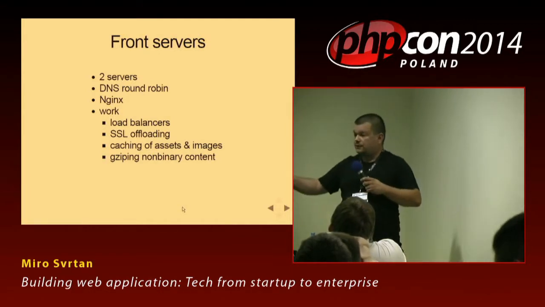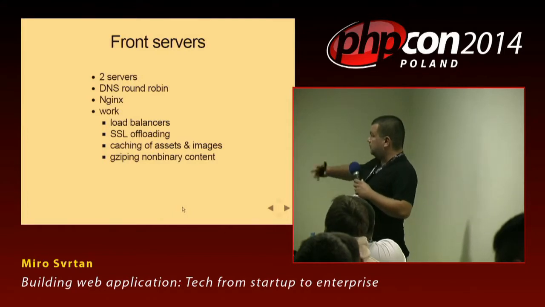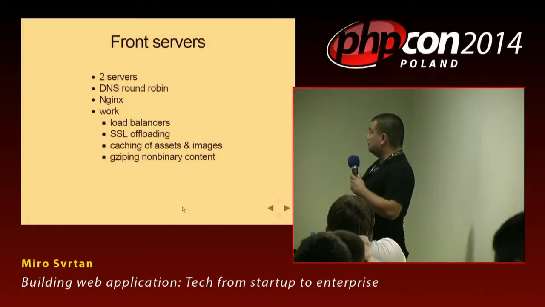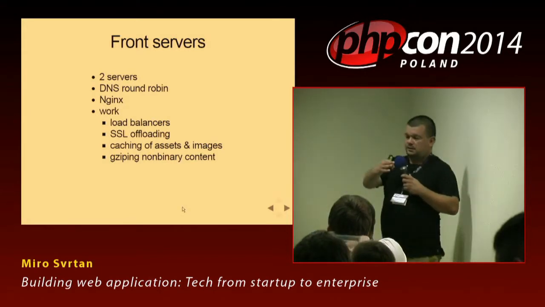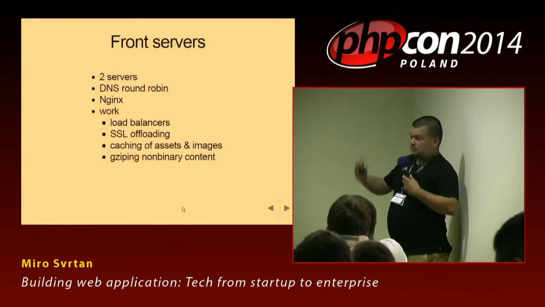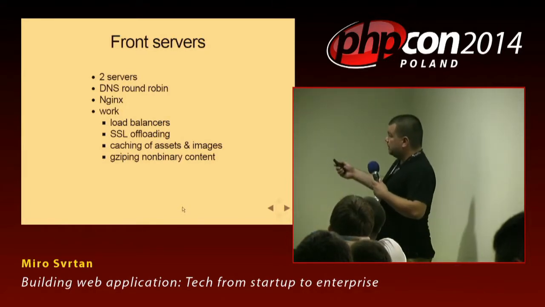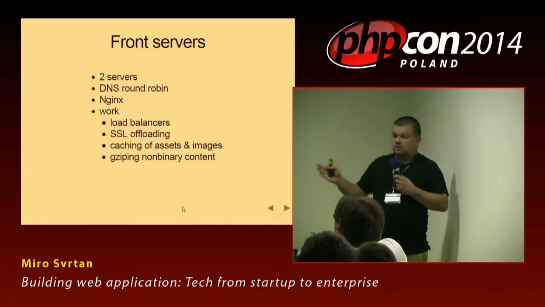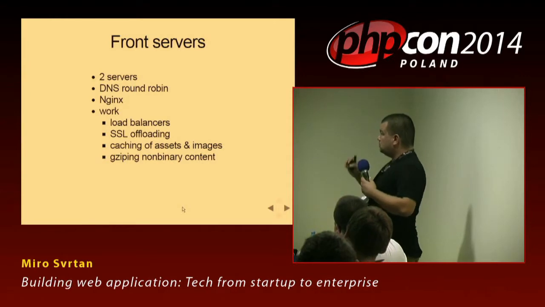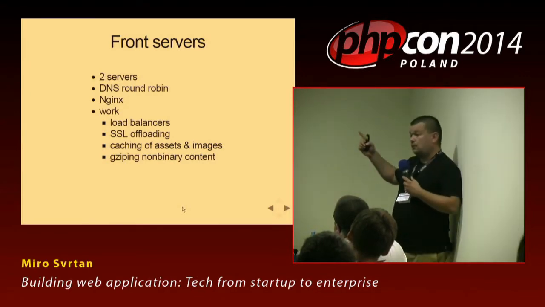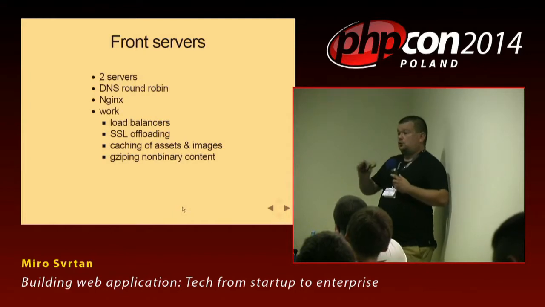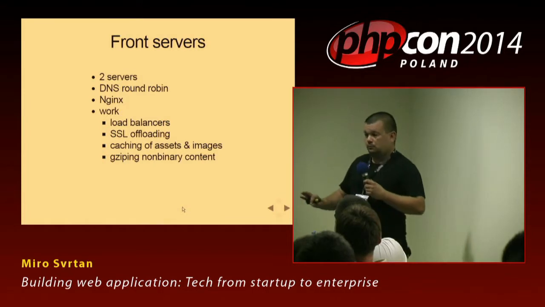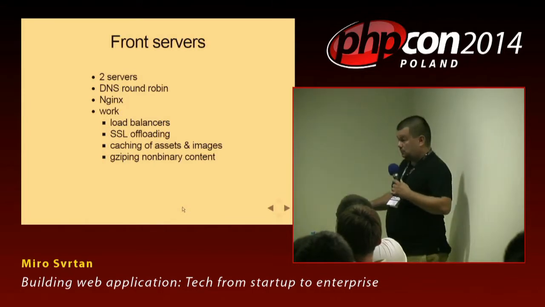Those two front servers are running DNS round robin. So 50% of people go to server one, 50% go to server two. If one of them fails, DNS can easily switch to the other one. We have no problems. We're running Nginx, working as a load balancer to switch all the requests to our application, but it's also doing SSL forwarding. For instance, don't use SSL on Apache, at least on 2.2. Really, don't.